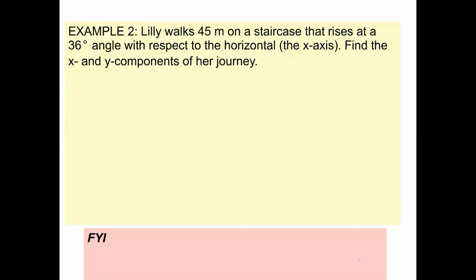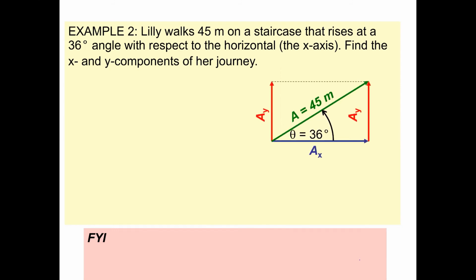All right, last example. This example, Lily walks 45 meters on a staircase that rises at a 36-degree angle with respect to the horizontal x-axis. Find the x and y components of her journey. Well, again, let's do a little drawing here. This time I've made it ahead of time. Notice in green there is the 45 meters. Lily's walked up the staircase. And notice I've drawn the angle and I've drawn the x component and the y component, A sub x, A sub y.